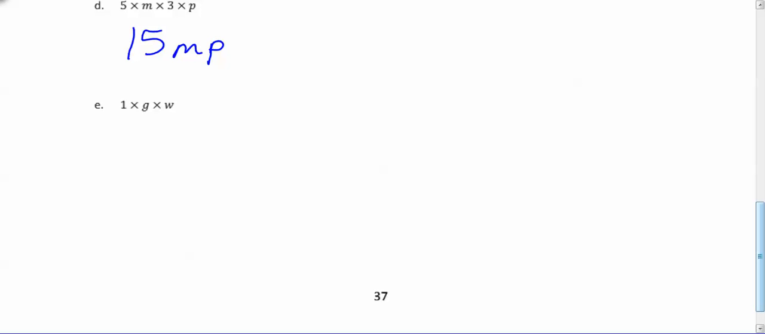Who had 5M 3P? All right. So I'm glad they had that example so you won't do that again. All right. So you can keep multiplying there. All right. 1 times G times W. How could we write that, Chris? 1. What if I told you you could simplify that even more?